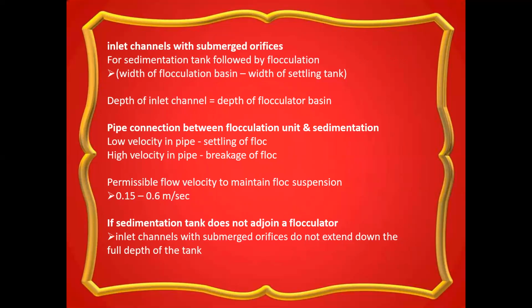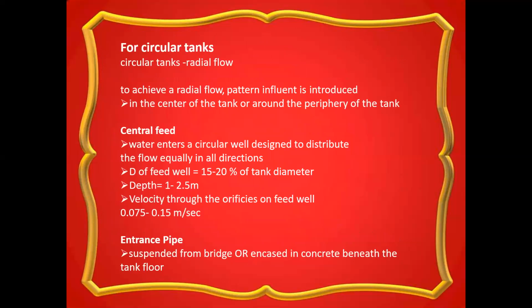If sedimentation tank does not adjoin a flocculator, inlet channels with submerged orifices do not extend down the full depth of the tank. For circular tanks, to achieve a radial flow pattern, influent is introduced in the center of the tank or around the periphery of the tank.